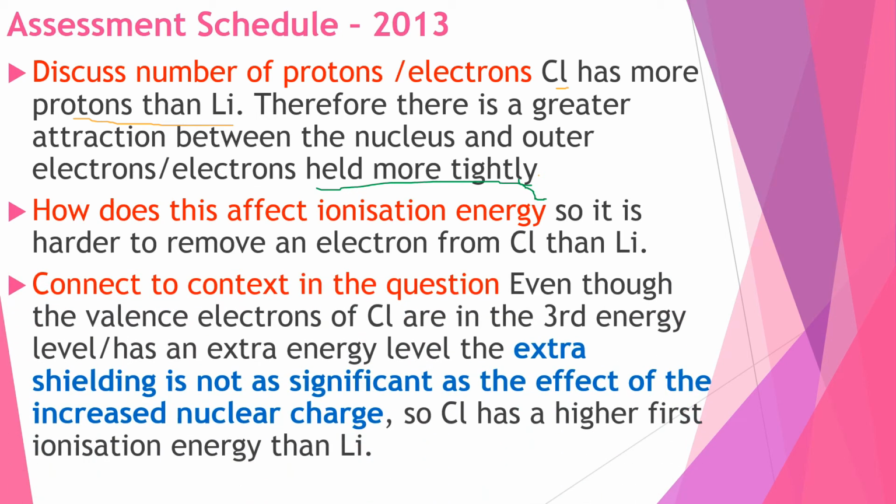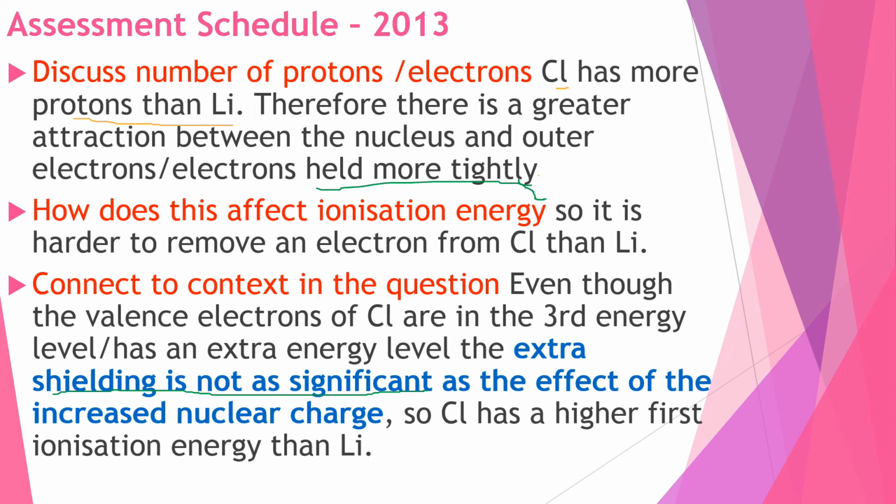Connected back to the question, even though the valence electrons of chlorine are in the 3rd energy level, and there is that extra energy level, you may think there may be extra shielding. That extra shielding is not as significant. I've put that in blue because that's one of your key ideas here. It's not as significant as the effect of the increased nuclear charge. So chlorine has a higher first ionization energy than lithium.